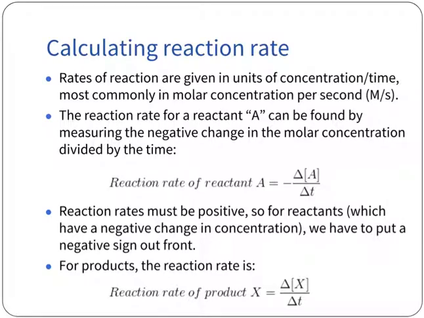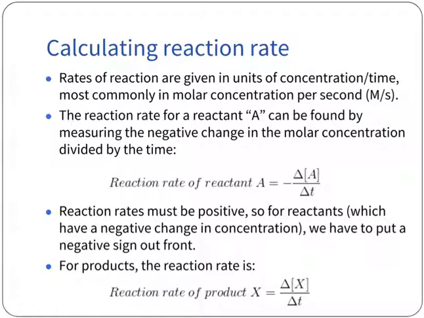So now that we know what factors affect the reaction rate, how do we actually go about calculating it? Well, rates of reaction we usually measure in units of concentration per time, because if you talk about how quickly a reaction is happening, as a reaction goes on, the concentration of your reactants will decrease.